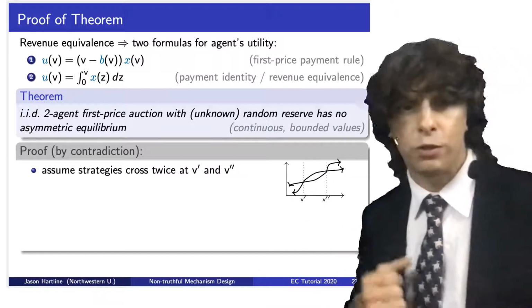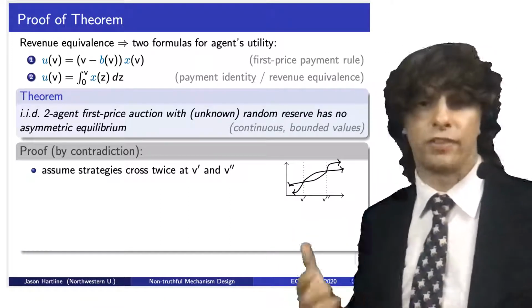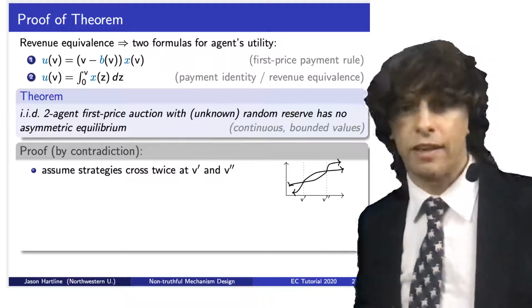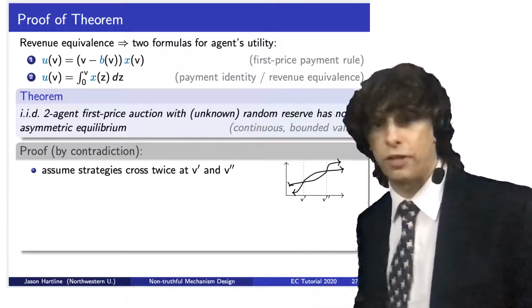And I've drawn bidder 2 bidding lower than bidder 1 between v prime and v double prime. Okay, I'm going to assume that the strategies cross twice. There are two other cases, the case of crossing once and the case of not crossing at all. In fact, the analysis you'll do in either of these cases is essentially the same. And so for simplicity, I'm going to just prove this case.